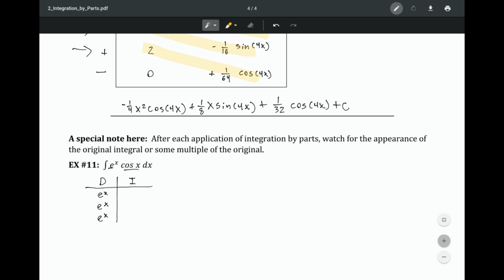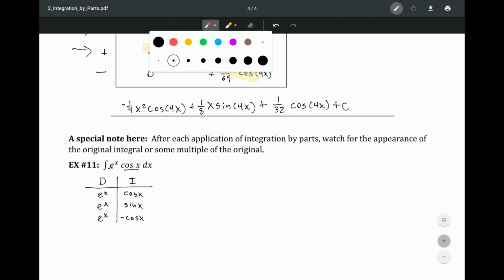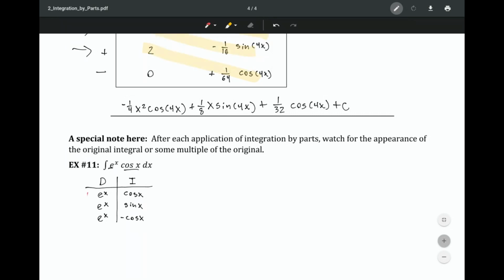So I'm going to take the antiderivative of cosine. The antiderivative of cosine is sine, and the antiderivative of sine is negative cosine. Now, again, remember, I still have to keep up with those signs, which may change the way I write my answer.